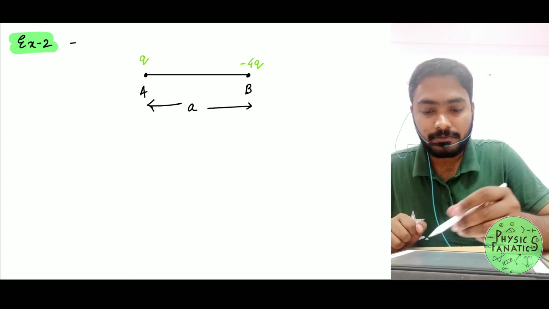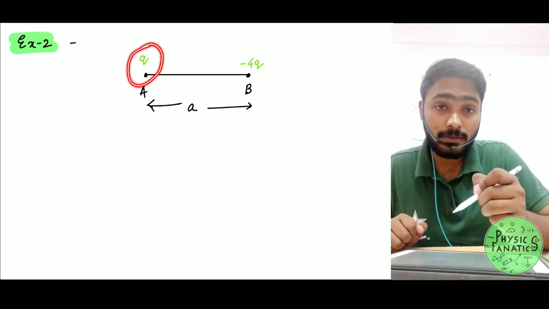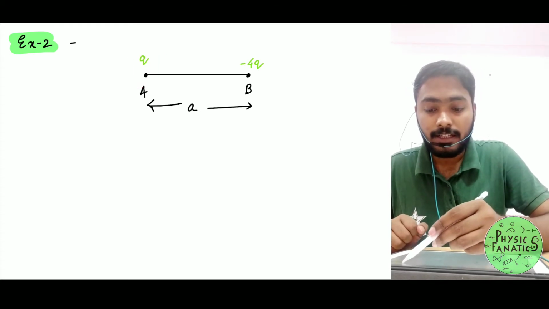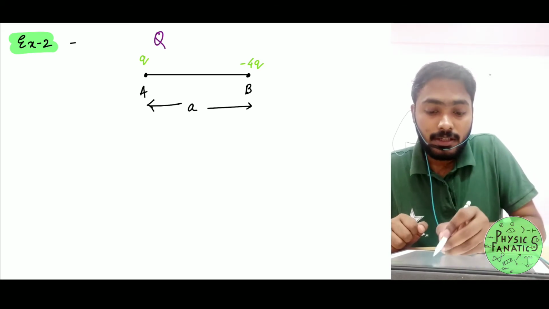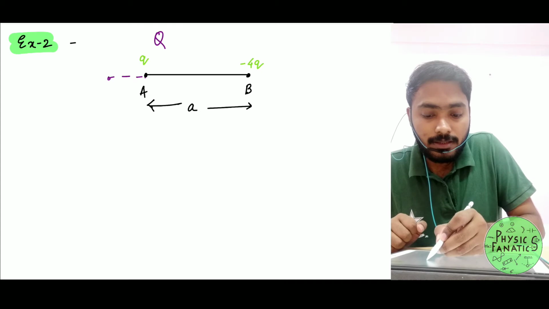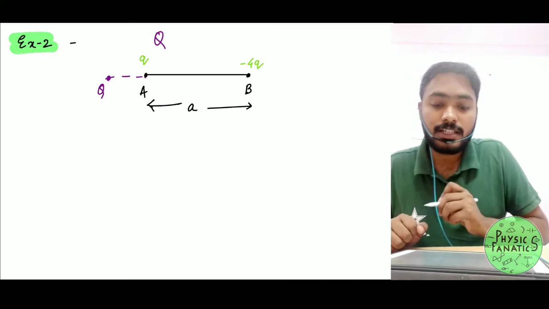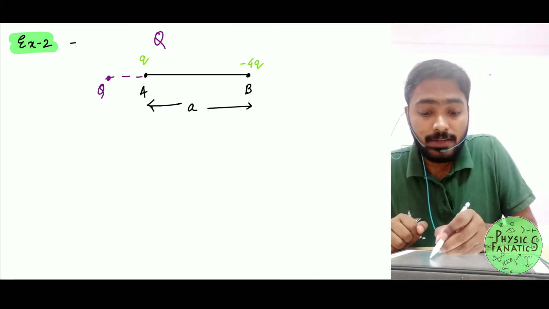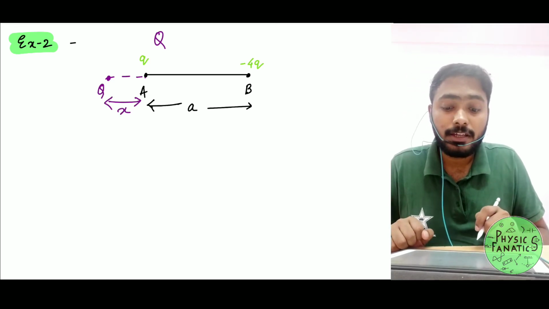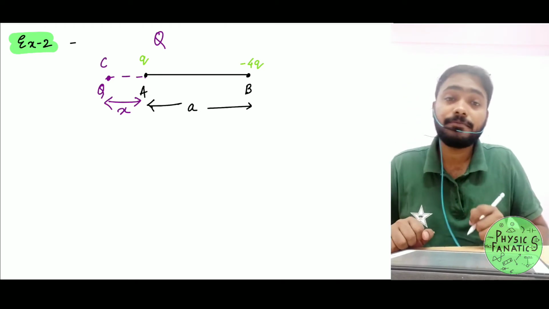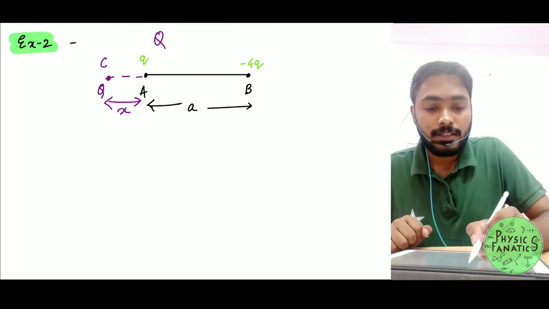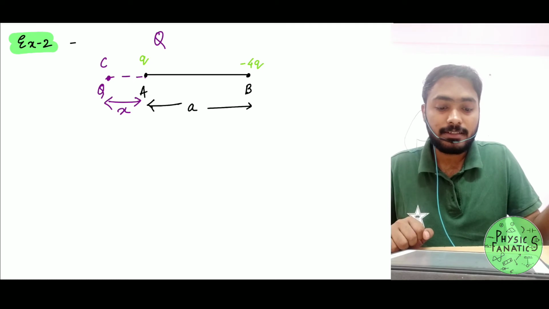That means you can see q is the smaller magnitude one. So definitely the third charge which I'm going to bring, I have to place it somewhere here, which I have no idea. Let me call it some x distance away from your position A. Let me call it position C.